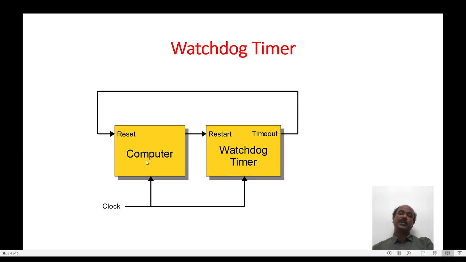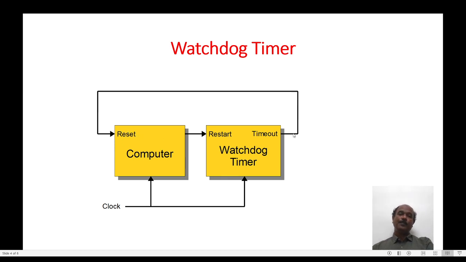Now suppose there is some problem in the execution of the computer, the program is stuck here in the computer, then at that time the computer will not be able to reset the counter in the Watchdog Timer. At that time, what will happen, for every clock pulse, this counter goes on incrementing. When it reaches its maximum value, since the computer is not responding, what will the Watchdog Timer do? Immediately it will time out and it will generate a reset signal. So this computer will be restarted again automatically.